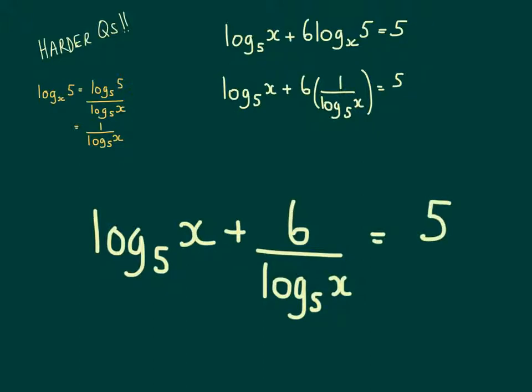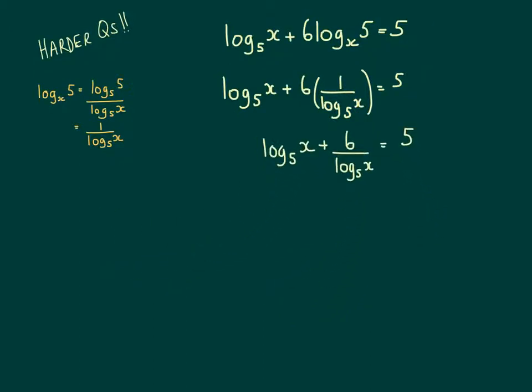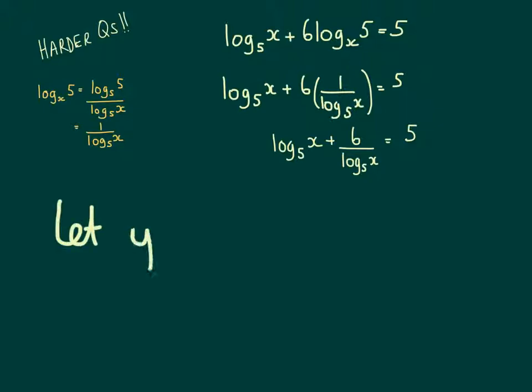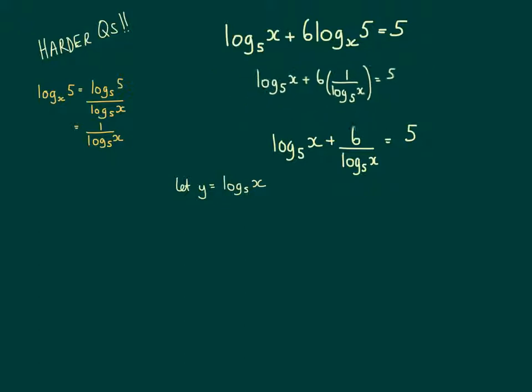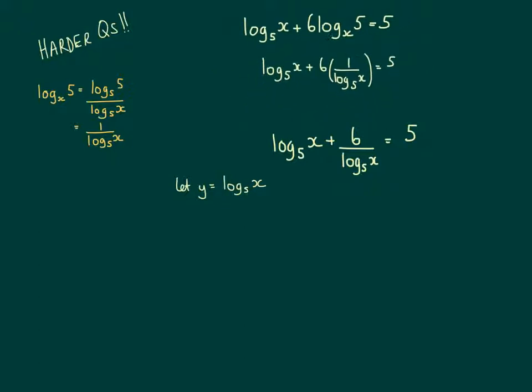Now that's still not easy to work with, so we're going to use the same little trick that we used in the last exercise. That log to the base 5 of x is an awkward thing to be dealing with, so let's just get rid of that and use a substitution. So let y equal log to the base 5 of x. If we make that substitution, that equation should be a little bit easier to work with.